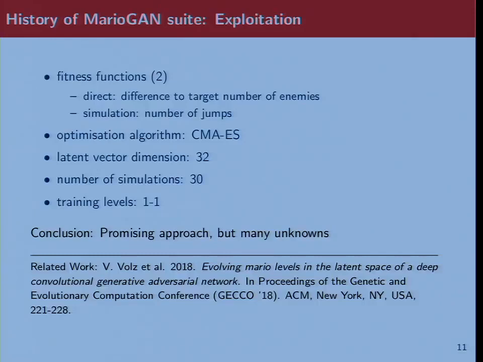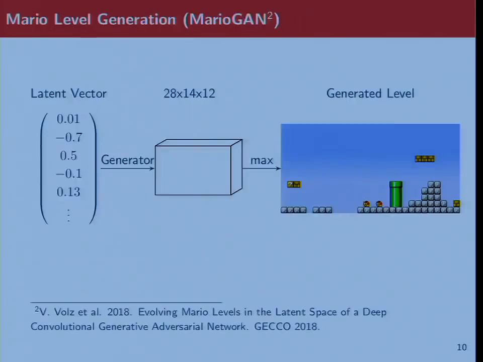Since I'm relatively new to PCG, I did not really understand what is the optimization of... Sorry, yeah, I skipped that part. What do you maximize? These fitness functions. So the idea here was we don't just use the generator, but afterwards we do latent vector evolution. So we can control what levels we get out of it by searching in this search space for a fitness function that we define.